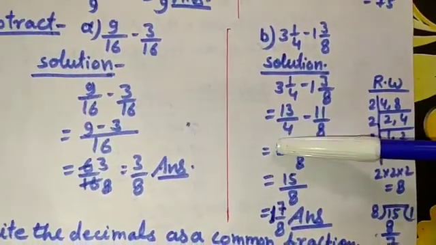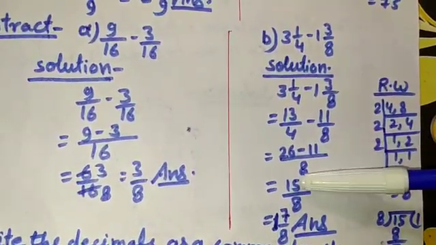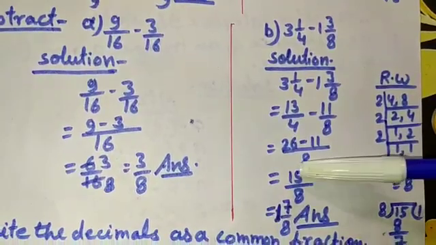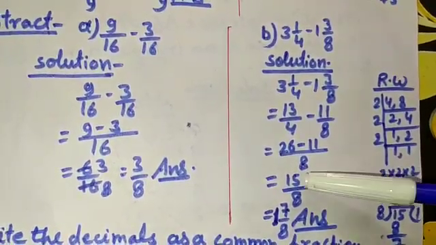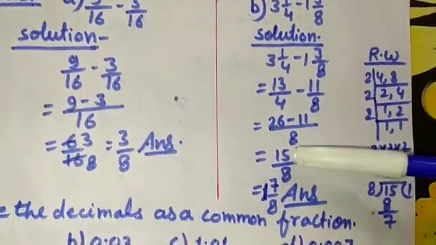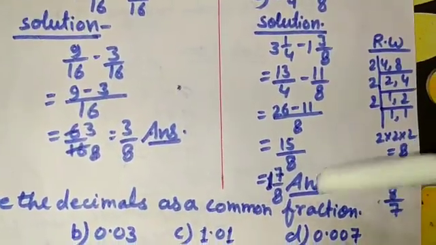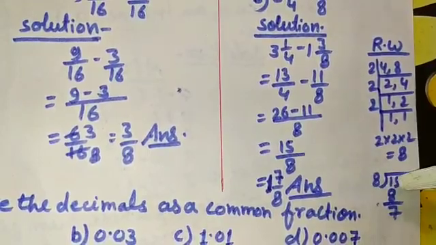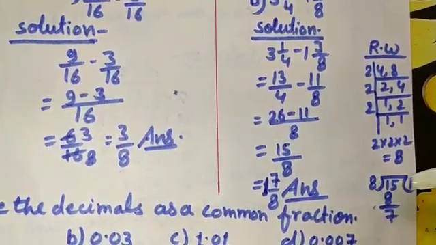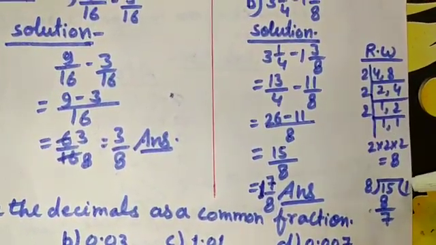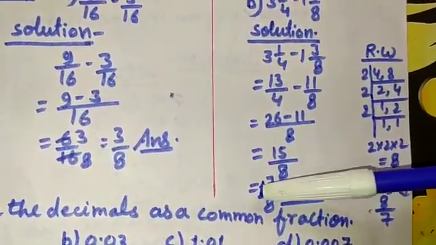26 minus 11 is equal to 15 upon 8, and here we are looking that the numerator is greater than the denominator. Therefore we will convert it into a mixed fraction, and for converting into a mixed fraction, 15 will be divided by 8. 8 ones are 8, remainder 7, and it will be 1 whole 7 upon 8, and it is your answer.